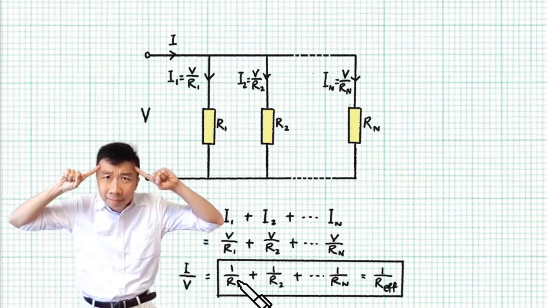Now 1 over R actually has a name, no? R is the resistance. So the reciprocal of R is called the conductance. So if we add up the conductance provided by each resistor, we get the effective conductance of this resistor network.